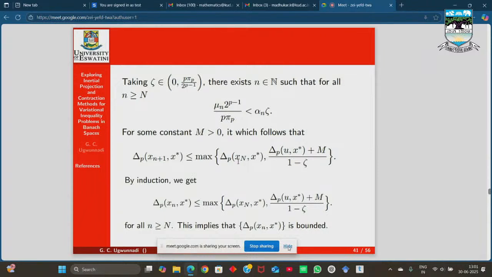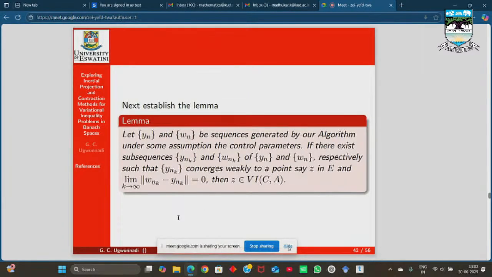And with this, by induction, we can now establish that mu of nabla, this is nabla here of x1, x, is less than this. And this shows that this sequence is bounded. But our goal is to show that xn is bounded. We now refer to the relationship between the Bregman distance and the norm. So with that, we establish that xn is also bounded. So using that, we now use this lemma.